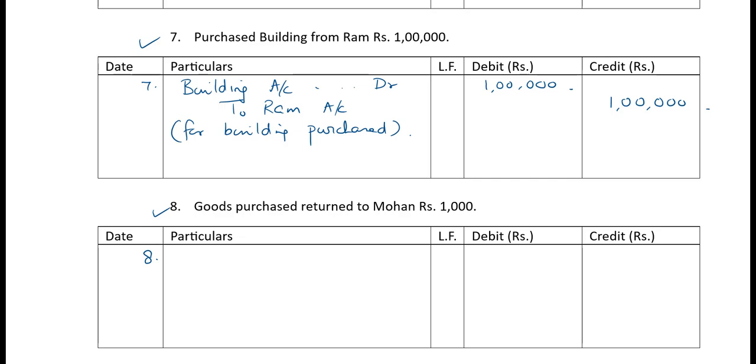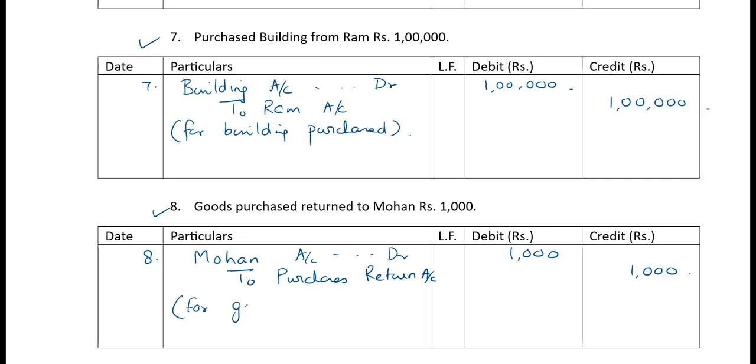So when there is a decrease in liability, we need to debit the liability. So Mohan account debit 1000 rupees to purchases return account. Purchases is an expense. Purchase return will be a decrease in expense. So decrease in expense is credited. So I credit purchase return account for goods purchased returned.